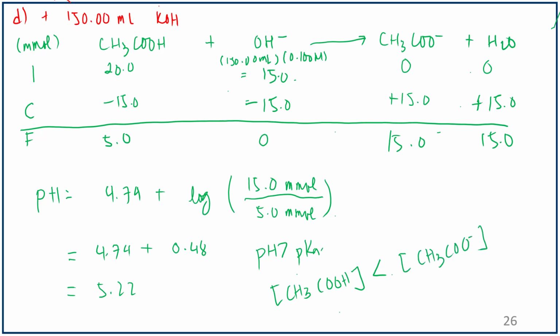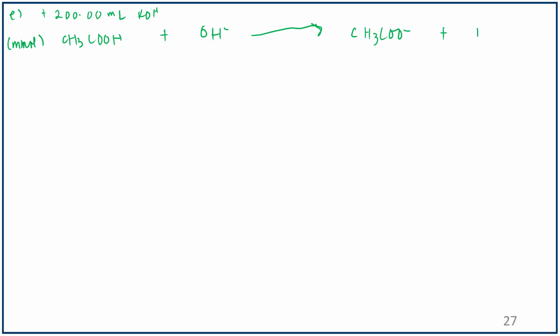All right, let's move forward with letter E. What if we have added 200 ml of potassium hydroxide? So again, let us write an ICF table. I'm writing small because we have a lot to write on this page. So CH3COOH going to CH3CO minus plus H2O.